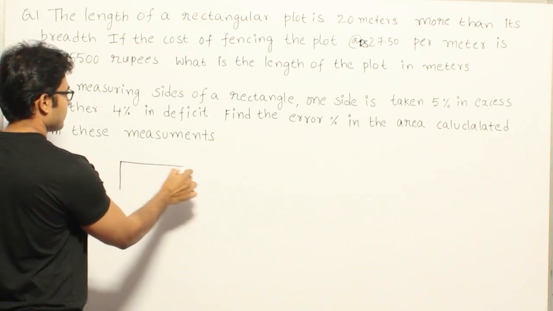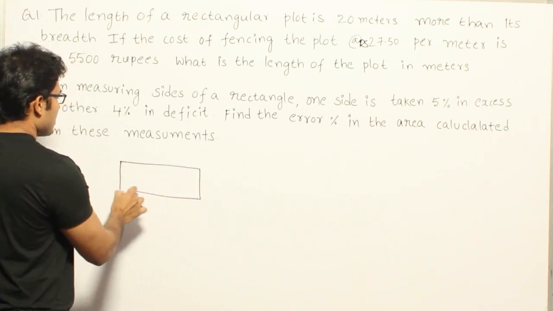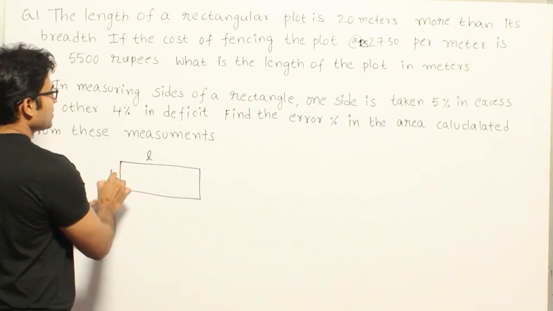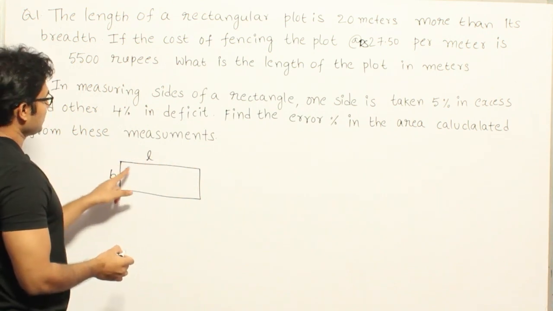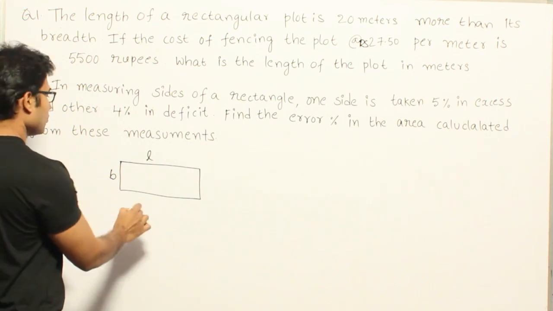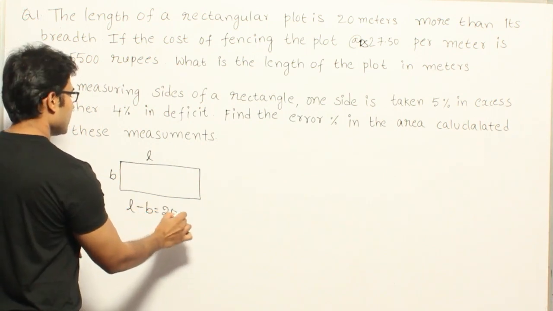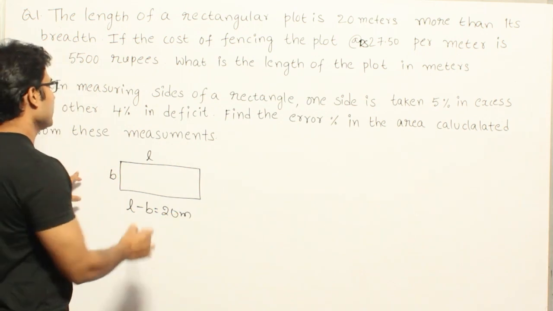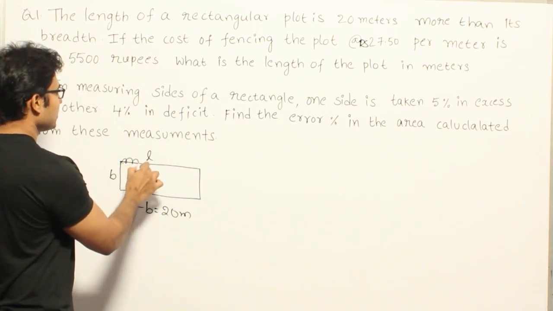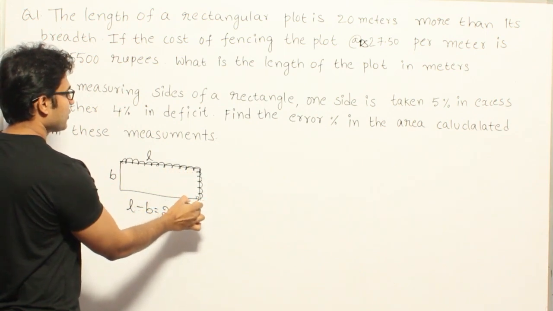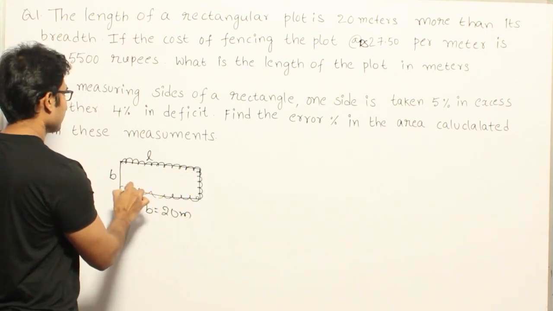like this, and they are saying that if you assume that this is the length and this is the breadth, then length is 20 meters more than breadth. So given is L minus B equal to 20, and also they are trying to fence the plot. Now when they are trying to fence the plot, it is generally done on the perimeter, isn't it?